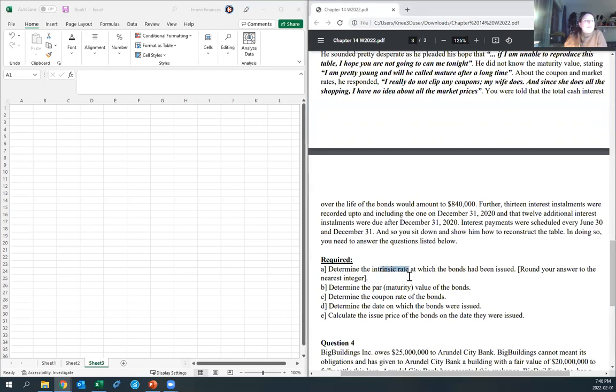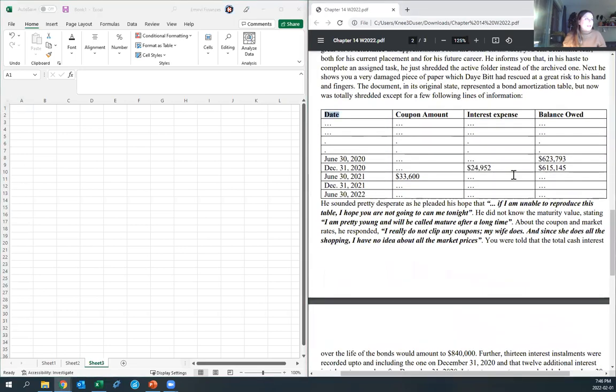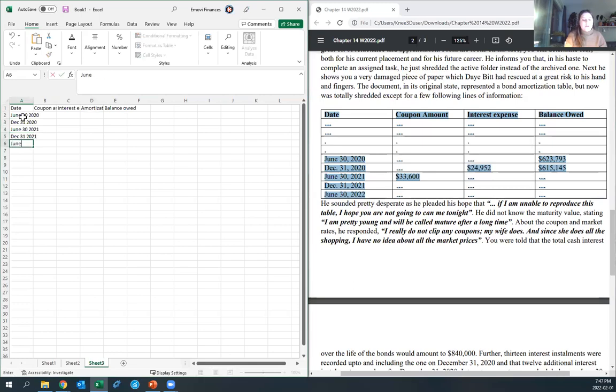So they're asking us for the market rate, maturity value, coupon rate, the issue date, and the issue price. Am I going to be able to copy this in Excel, do you think? Nope, okay, so I'm going to do it myself. So: date, coupon amount, interest expense, amortization, and then balance. We have June 30th, 2020, December 31st, 2020, June 30th, 2021, December 31st, 2021, and June 30th, 2022. Coupon amount, 2142.